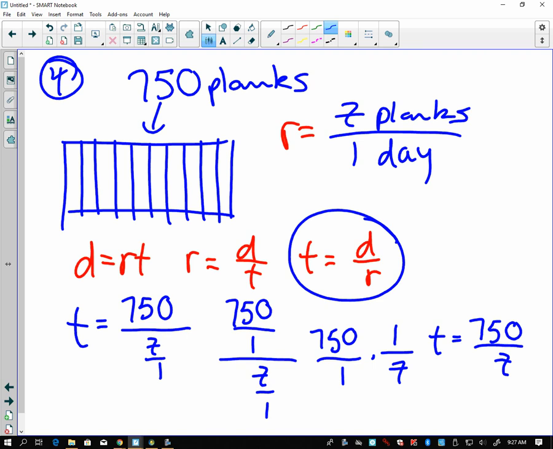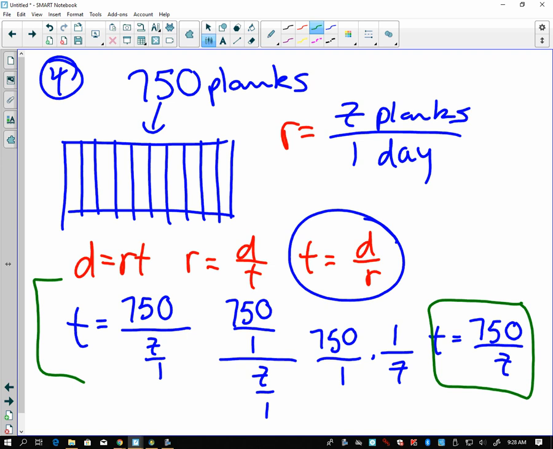Let me double check, make sure I'm not telling you anything wrong here. All right. Does this make sense to you? 750 over Z. Do we understand how we got there? Yes? Okay, because that's the work I'm looking for in that box sheet, is pretty much what you see right here to the end.